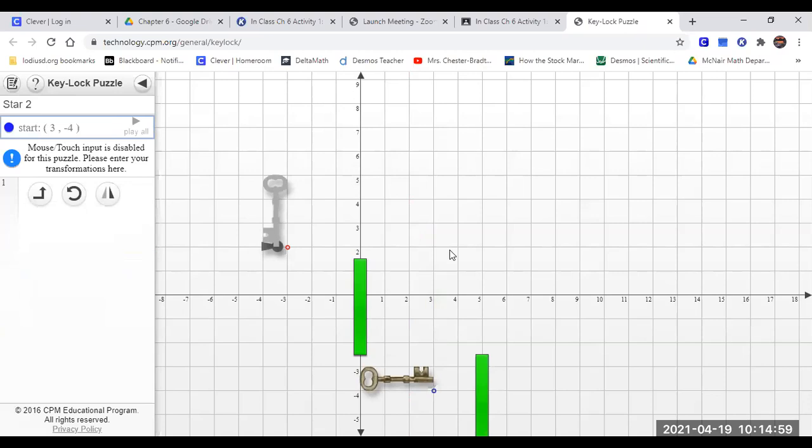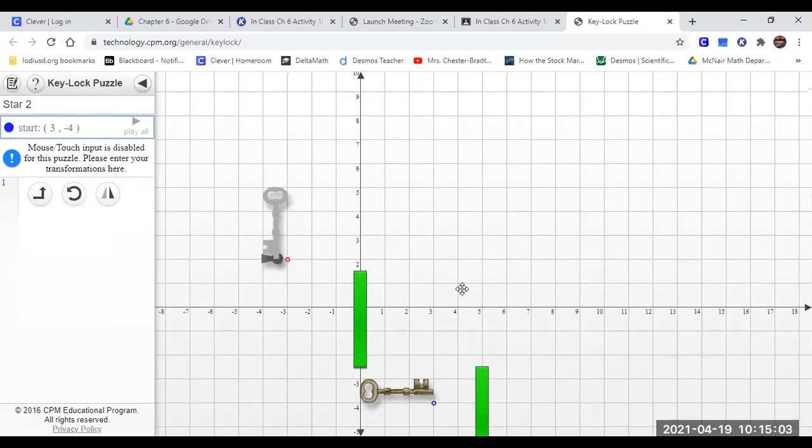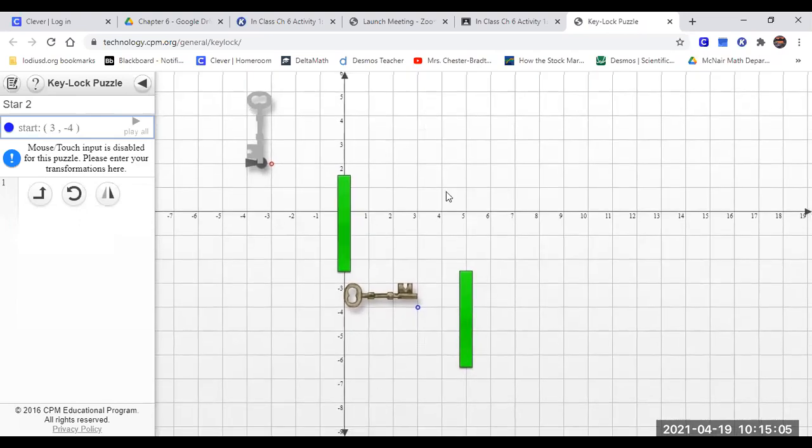Okay. Ooh, what now? Let me move it. So, there we go. All right. So we got to get the blue dot over the red dot. It's okay. Not even. Let's try this one.